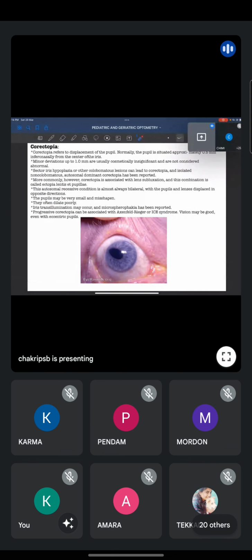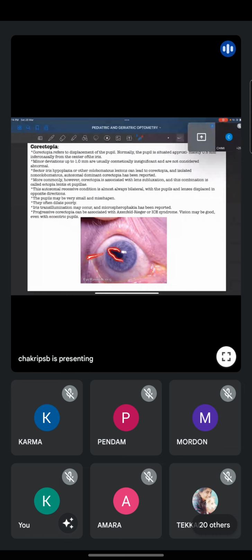Corectopia is displacement of the pupil, so it will be displaced from the central part to some other side. Okay. So this corectopia mainly forms toward the nasal side of the eyeball.